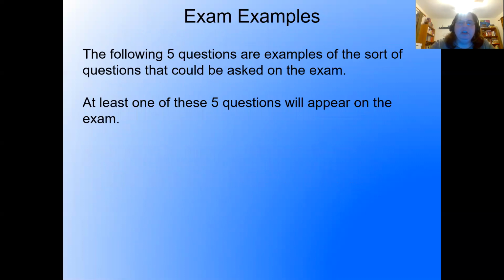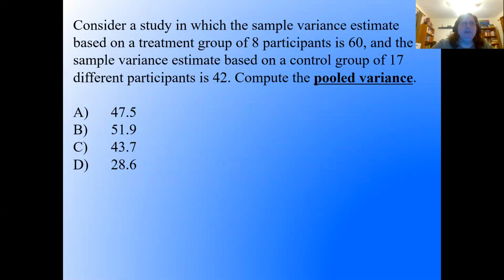Now we get into the heart of the matter. The following 5 questions are examples of the sort of questions that could be asked on the exam. At least one of these 5 questions will appear on the exam. Consider a study in which the sample variance estimate based on a treatment group of 8 participants is 60, and the sample variance estimate based on a control group of 17 different participants is 42. Compute the pooled variance.